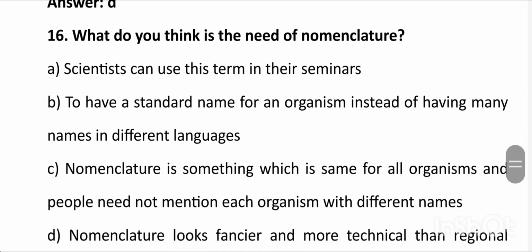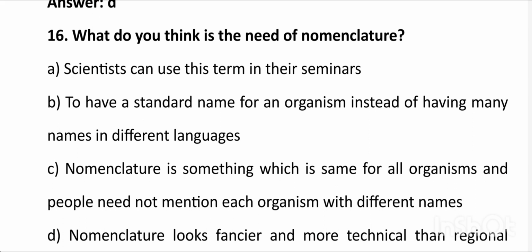Then what do you think is the need of nomenclature? What is the meaning of nomenclature first? Nomenclature means the naming of a plant or animal or any microbes. So what is its importance? Scientists can use this term in their seminars.